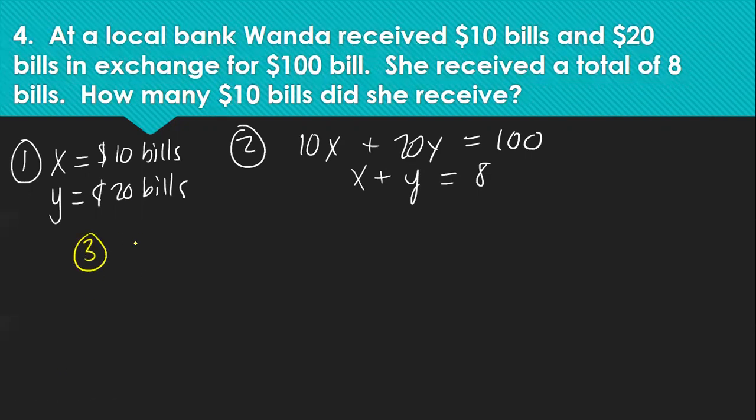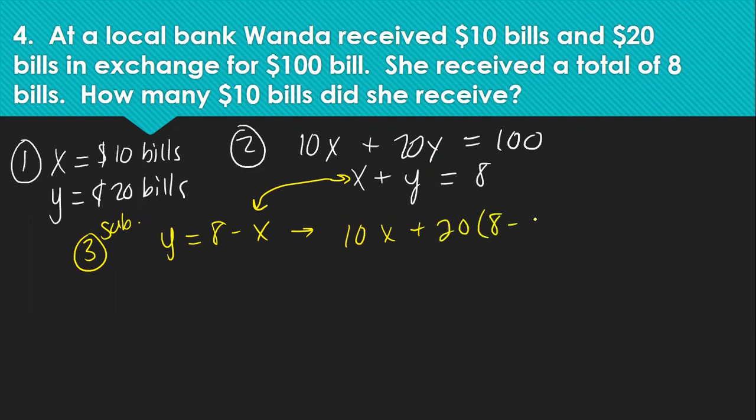So to solve this one, is this elimination or substitution? This would be substitution. Why substitution? You can easily get a variable by itself, right? So I'm going to substitute with y equals 8 minus x. Does that make sense? So I substitute that in. Where y is, I'm putting 8 minus x. So 10x plus 20 times 8 minus x equals 100.